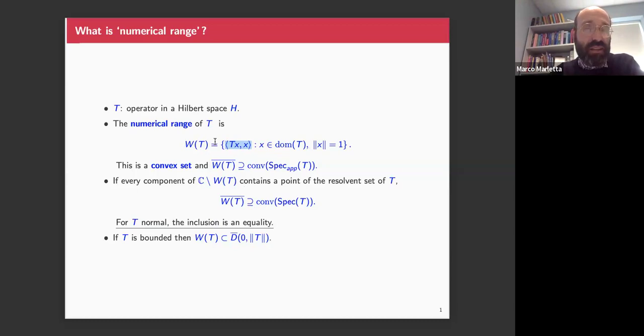It turns out that this is a convex set. It's not obvious that this is a convex set, but it is a convex set in the complex plane. The proof of this fact is not particularly inspiring, so I shan't do it, but it's easy enough, just not very beautiful. And the closure of this numerical range contains the approximate point spectrum of T.